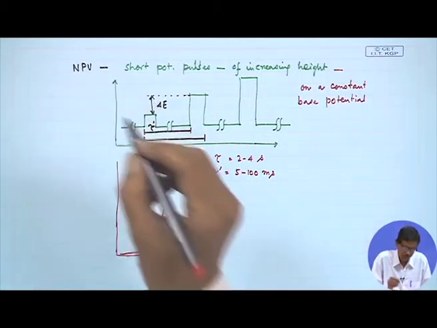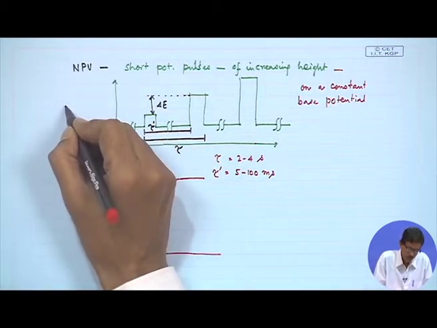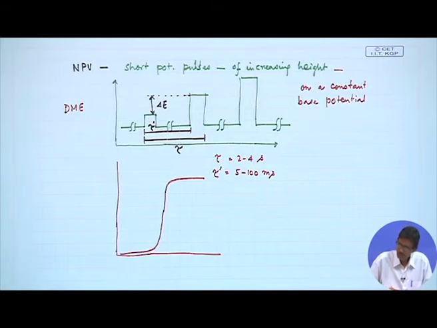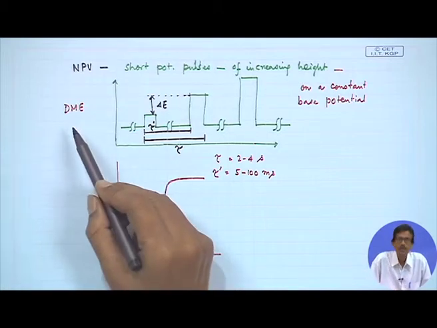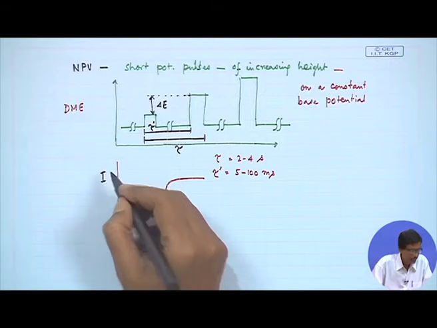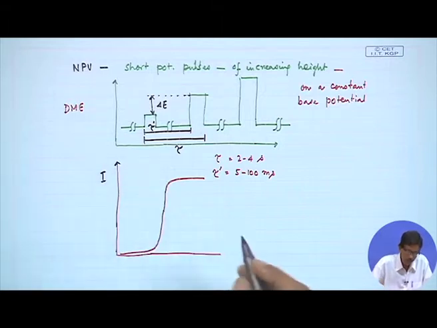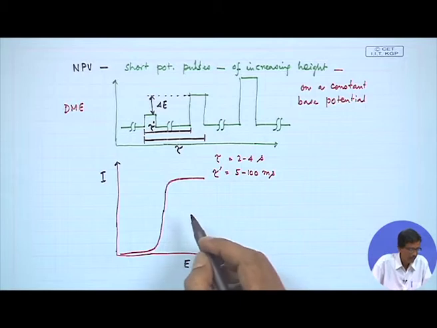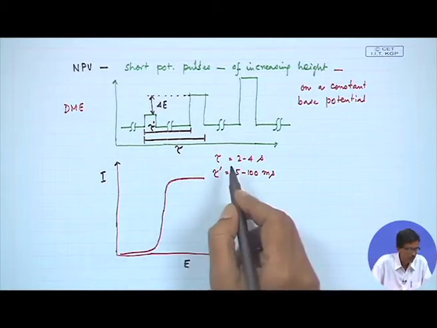This can also be done using the dropping mercury electrode. What we know from the very beginning, historically, is also important: the dropping mercury electrode was key for the development of polarography. So, this is your I axis, small i or capital I, whatever it is. It is the current axis, and this is your potential axis, E. The potential axis is moving in this way.